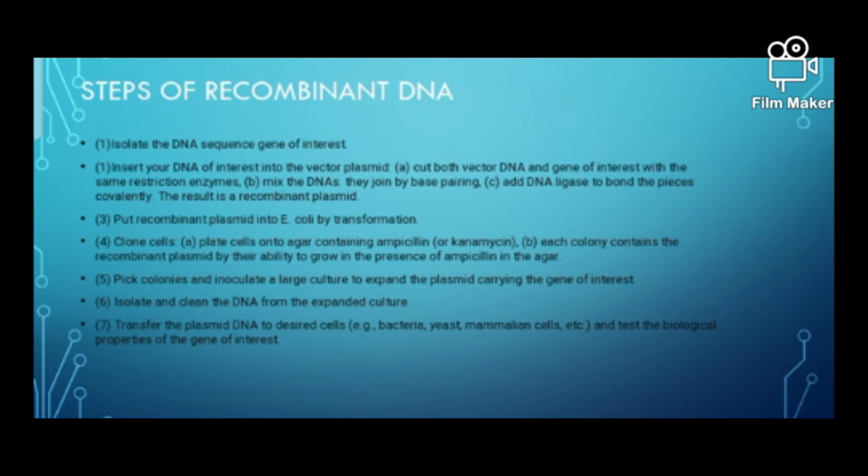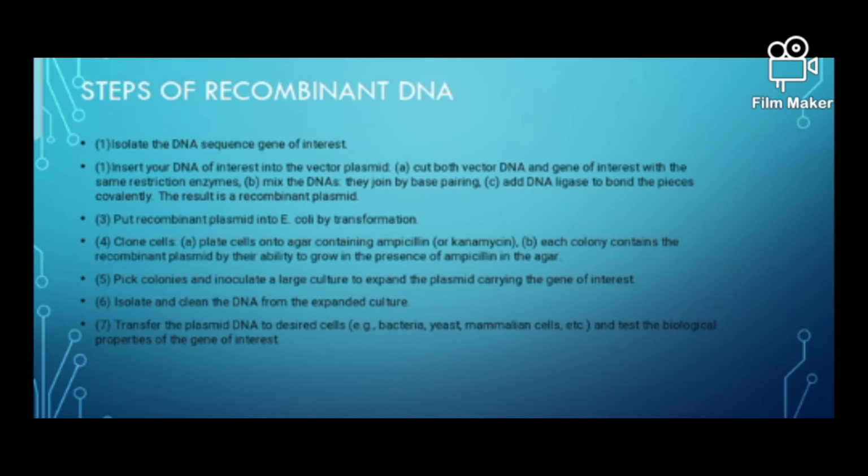Cut both vector DNA and gene of interest with the same restriction enzymes. So we mix the DNAs, they join by base pairing. Add DNA ligase to bond the pieces covalently, and the result will be a recombinant plasmid. That's the second step. Let's talk about the third step.